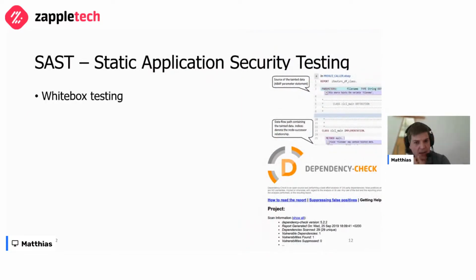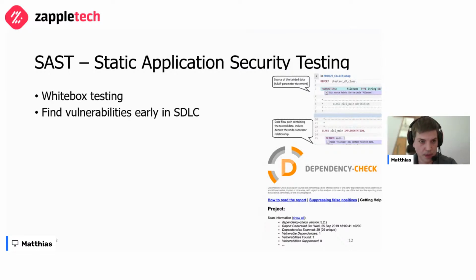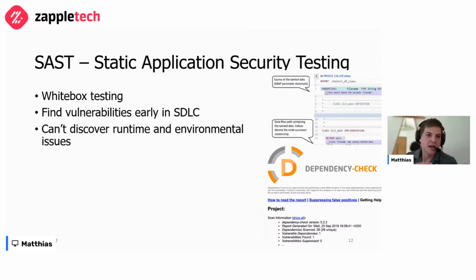SAST is a white box testing approach. This means you need the source code, the bytecode, binary files, and so on, and you're testing if you have some security issues there. So these vulnerabilities are found very early in the SDLC, the software development lifecycle. This is also kind of shift left. You get these findings very early and you can fix them already in the development phase, so it's quite cheap to fix them. There's kind of a drawback: you cannot discover any runtime and environmental issues, but that's fine.